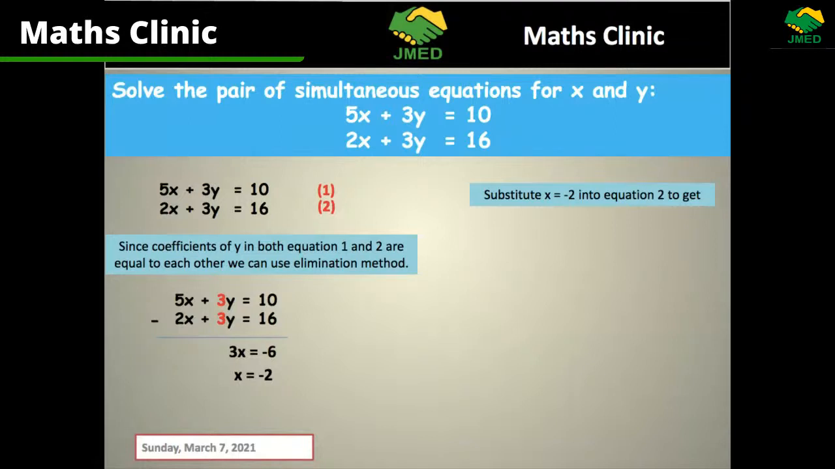So we substitute x equals minus 2 into this equation, the one that I've labeled as equation 2. And you'll see my substitution is just to replace the x with minus 2. And 2 times minus 2 will give you minus 4 plus 3y equals 16. We keep simplifying. Bring the minus 4 to the other side to become plus 4. So 3y is 16 plus 4. 3y is 20, and y is 20 divided by 3.